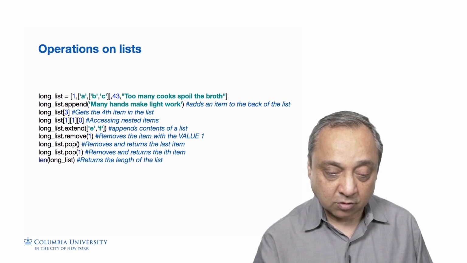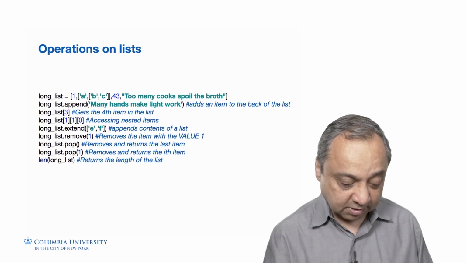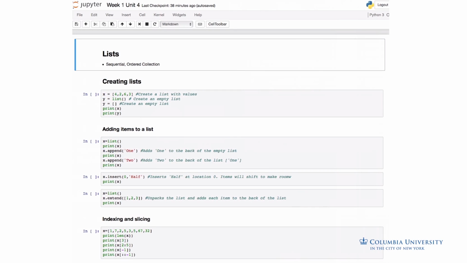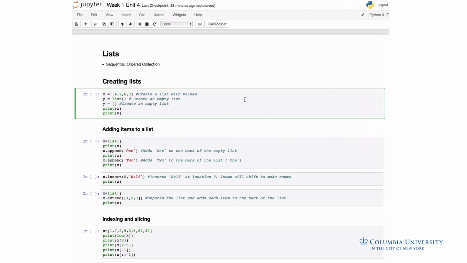Let's look on and see what kind of operations we can do on lists. For this, let's go and see them in practice. If you want to create a list, we can create lists in multiple ways. We could just create a list by specifying the values. We could create a list by calling the list function, which creates an empty list. Or we can create an empty list by just specifying the square brackets. Either way will work.